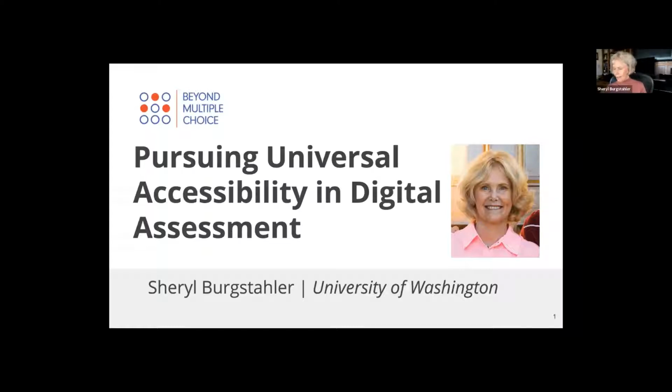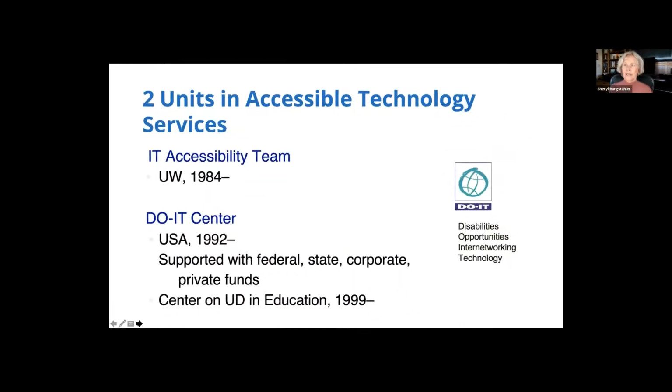Okay. Well, I think this fits right in with what we've been talking about here. And I'm going to talk about pursuing universal accessibility in digital assessment. I'm Sheryl Burgstahler, from the University of Washington. The type of assessment I'll be talking about is not just the standardized large-scale exams, but I work most often with individual faculty members on designing assessments. And guess what? Particularly in online learning these days. So I have a mix of things here, but I'm going to focus on a framework that we can all use for diversity, equity, and inclusion efforts of all underrepresented groups.